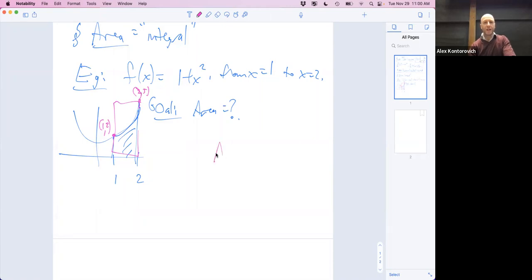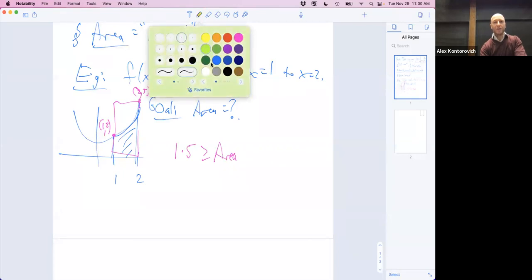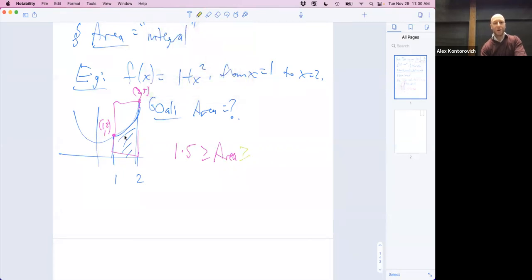Whatever the true area is, it's certainly no bigger than the big rectangle, which has width 1 and height 5. So it's certainly no bigger than this 1 by 5 rectangle. And it's certainly no smaller than this little rectangle, right? Rectangles are things where it's easy to compute the area, width times height. And what we want to do is, from that easy calculation, be able to compute the area of anything.